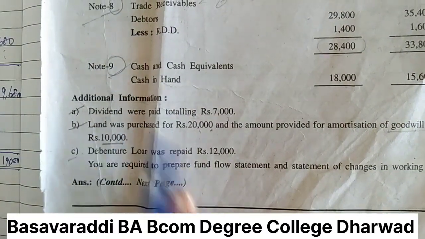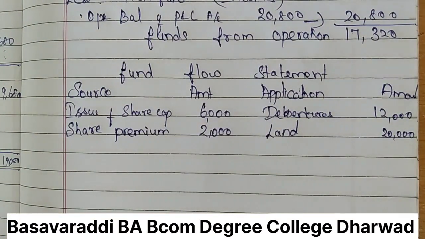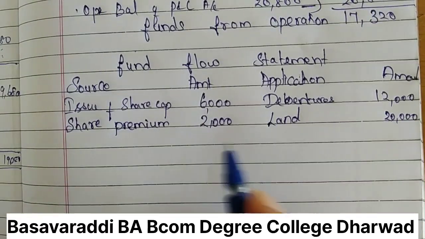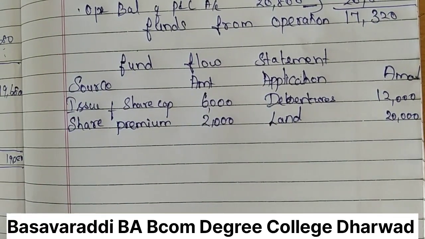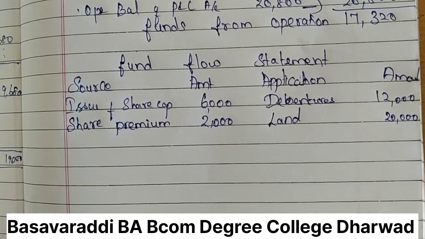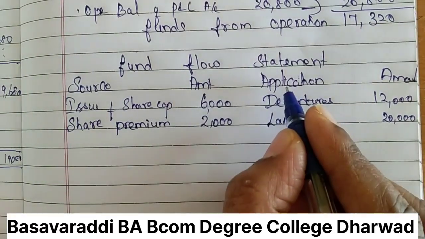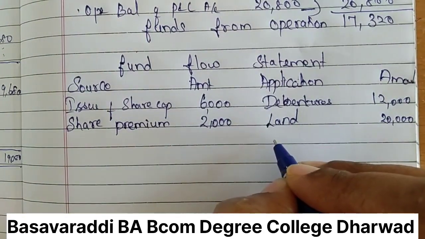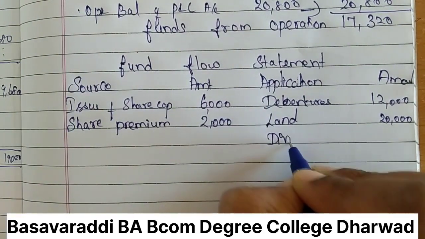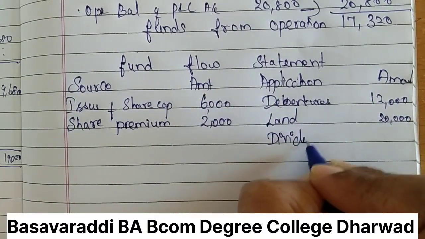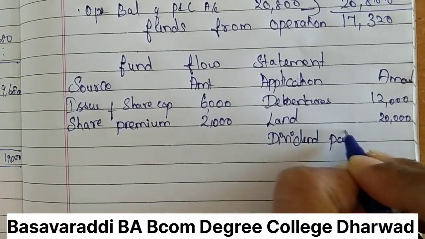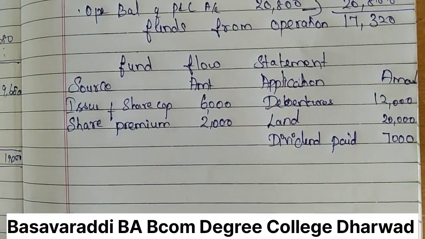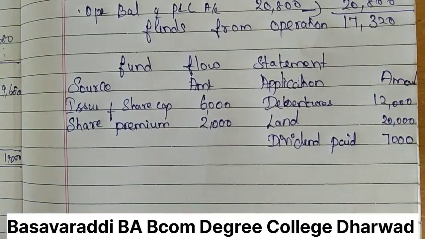Dividend was paid. So we have to pay somebody, so it is considered as an application. It is not income of the organization; we gave the dividend to somebody. It is one of the expenses, and we enter it in the application column, that is dividend paid. Write 7,000.